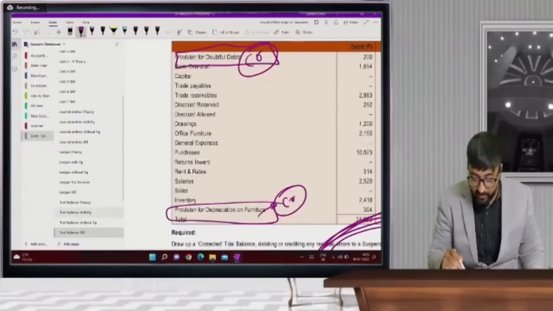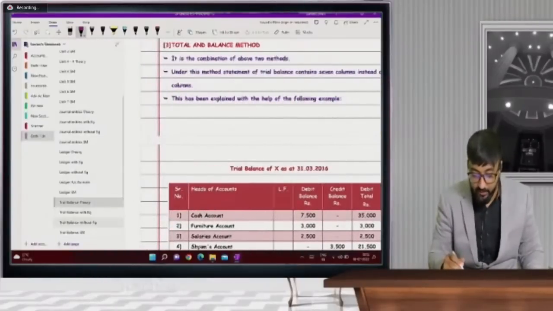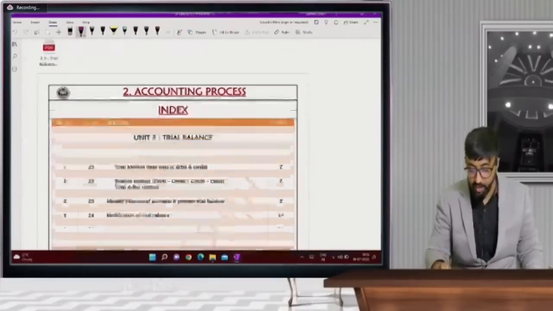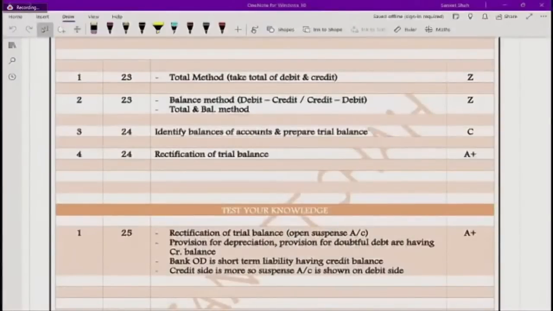तो आप स्क्रीनशॉट ले सकते हो और 22 एंट्रीज बार बार करते रहना, ऑल दिस 22 एंट्रीज करना जरूरी है. You take a screenshot of this. सब्सिडरी बुक स्क्रीनशॉट, Z category question, Z category first two, C category third question, fourth question is important one, that is you can do by your own now, and TYK one is also important. I have given you all important points. Provision for depreciation and provision for doubtful debts are having credit balance. Bank overdraft is a liability, it also has a credit balance, and credit side is more, so suspense is on the debit side. So please do this, you will write these things, so it is very easy for you.